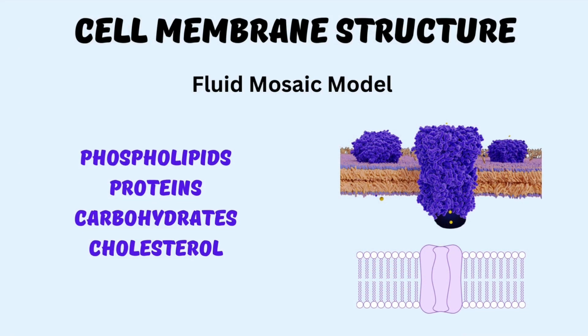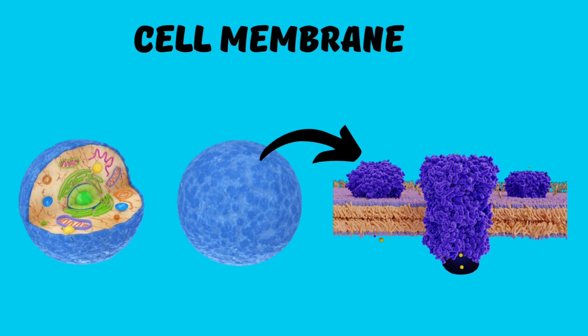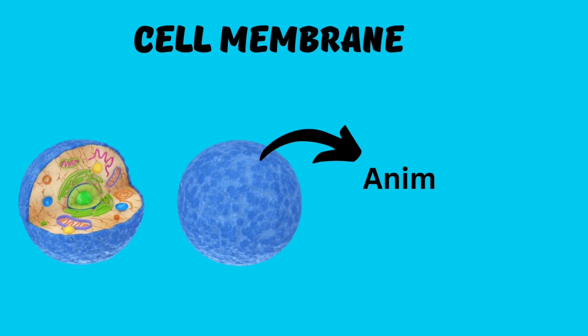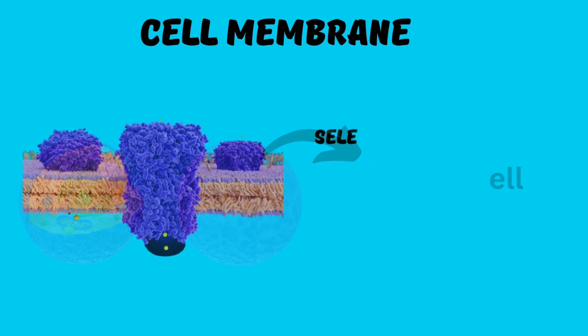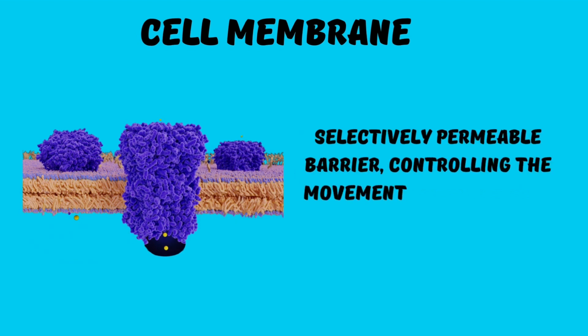In today's video, I am going to explain the structure of cell membrane. The cell membrane, also known as the plasma membrane, is an important structure surrounding cells, and it is the outermost layer in animal cells. It acts as a selectively permeable barrier controlling the movement of substances in and out of the cell.